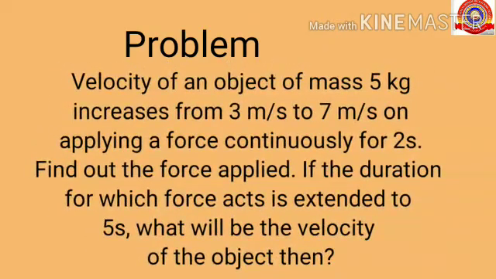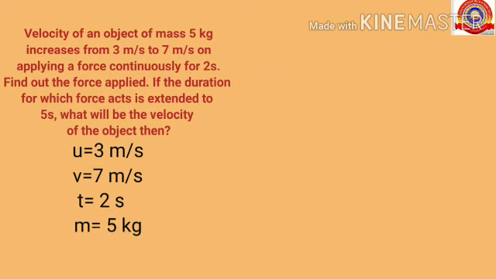Next one is a problem. The velocity of an object of mass 5 kg increases from 3 meter per second to 7 meter per second on applying a force continuously for 2 seconds. Find out the force applied. If the duration for which force acts is extended to 5 seconds, what will be the velocity of the object then? Okay. So, from the question, we have the data.